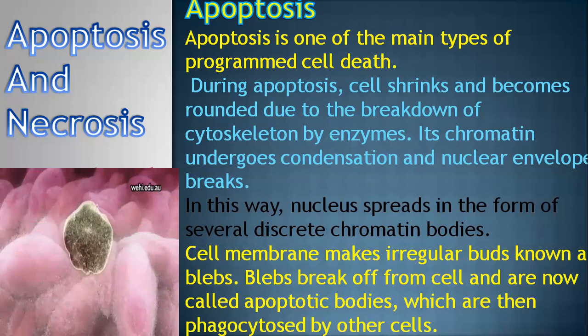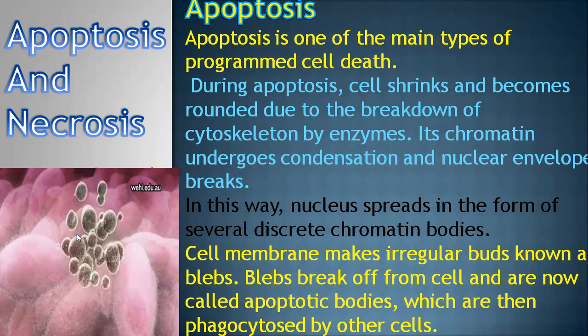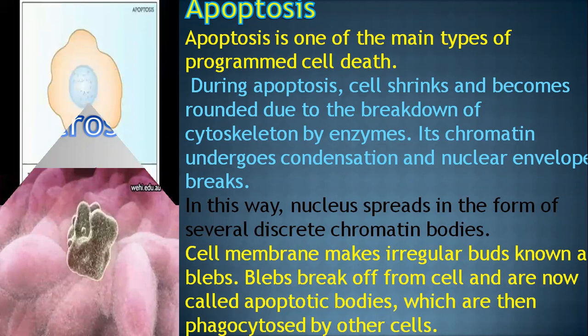So during this apoptosis process, what happens? The cell shrinks and becomes rounded like this due to the breakdown of the cytoskeleton. We have talked about the cytoskeleton. It is a skeleton where microtubules and microfilaments are present in the cells, and it gets degenerated by certain lysosomal enzymes. Now the chromatin material present in the nucleus undergoes condensation and the nuclear envelope breaks. In this way, the nucleus spreads in the form of several discrete chromatin bodies.